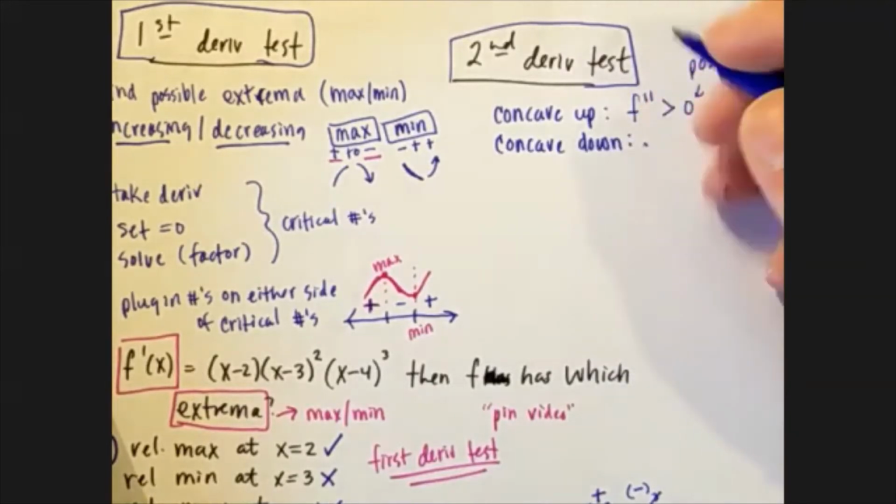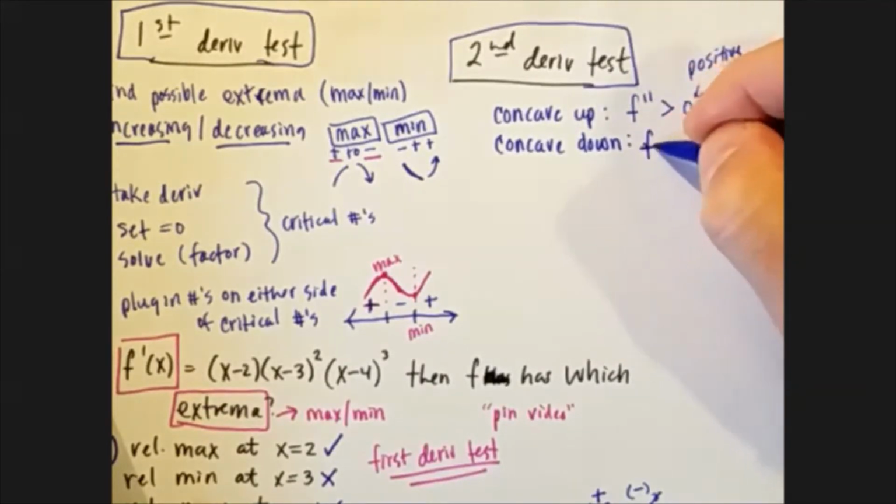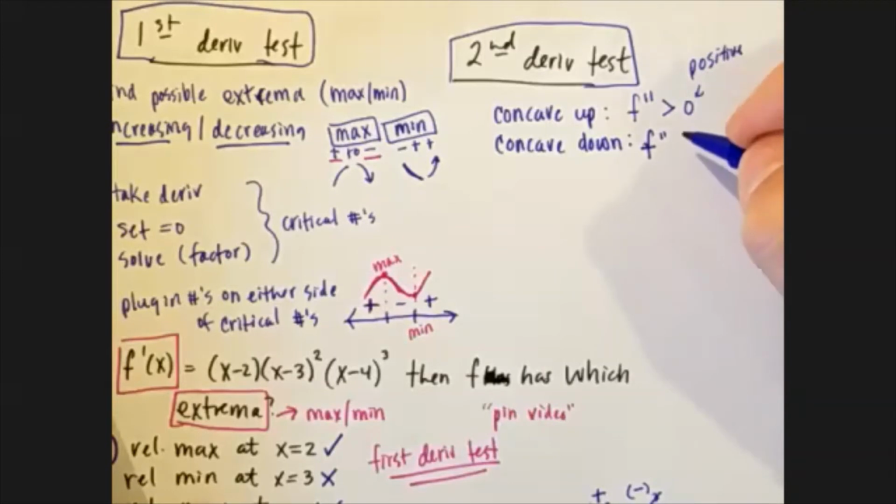So then concave down, Kyla, how would I know that? When f double prime is doing what? Decreasing. Yeah, less than 0 or a negative number.